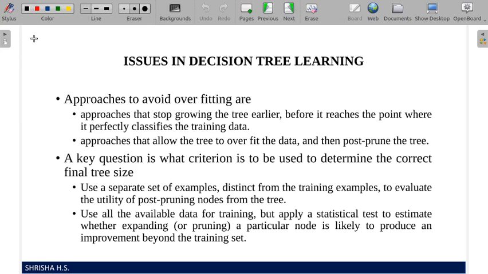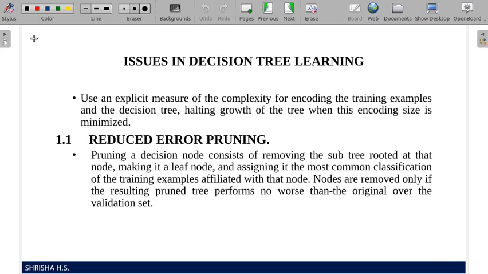The last method is to use some measure of complexity for encoding the training examples and the decision tree, halting the growth of the tree when this encoding size is minimized. For example, in the language of tuples hypothesis, we have a target that we will be able to classify our instances with only 2 attribute values. Others we don't need. If we are able to achieve it, then stop the decision tree.